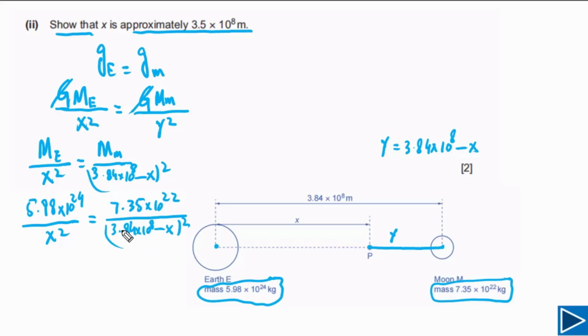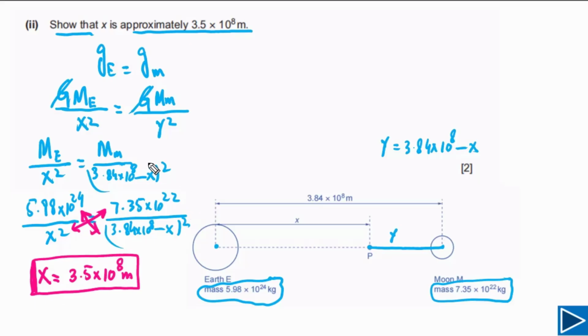Now we have to find the value of x, so we solve this for x. Let me give you some hints: you can simply cross multiply these two, and then solve for x. The final value of x, if we solve this for x, will be 3.5 times 10 to the 8 meters. So this will be our final answer for this question.